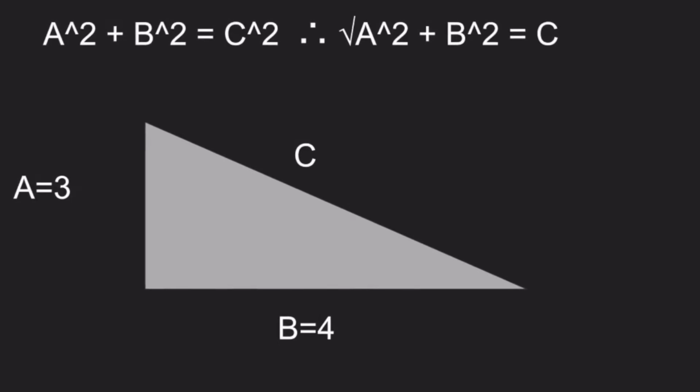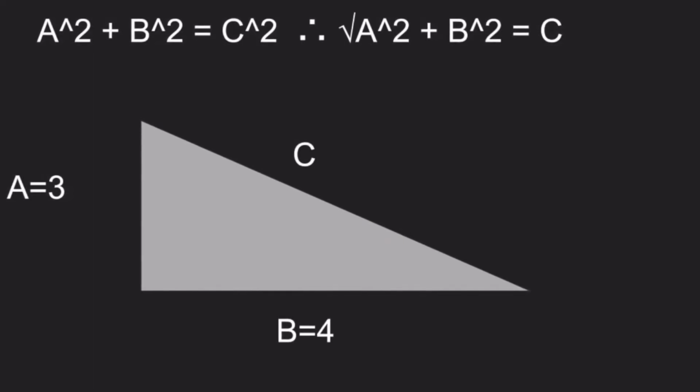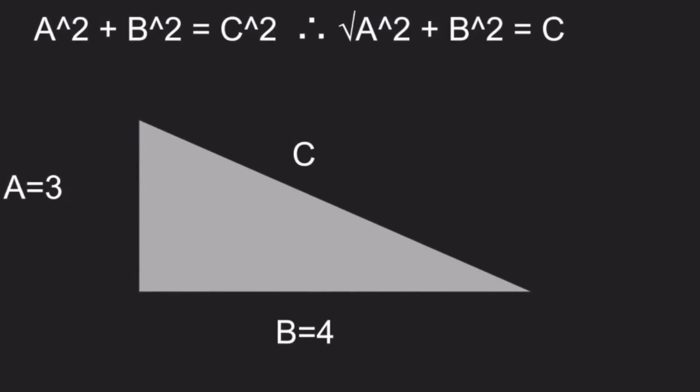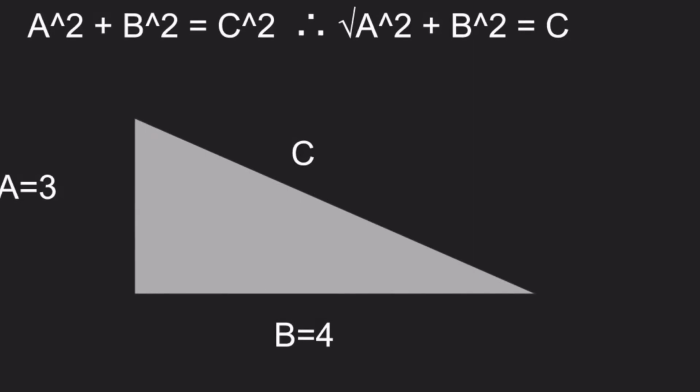So that's C squared. Now you take C squared and you get your square root, and you will get that the square root of 25 is equal to 5. So now you know that the side C is 5.